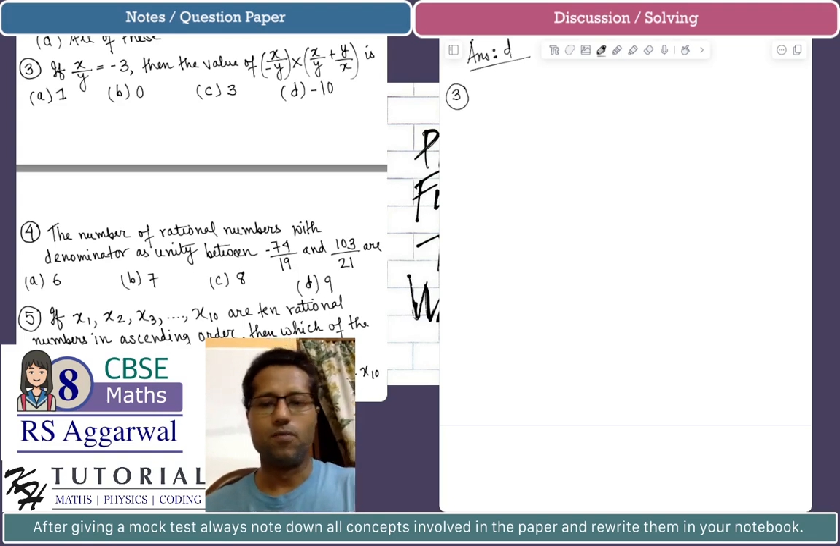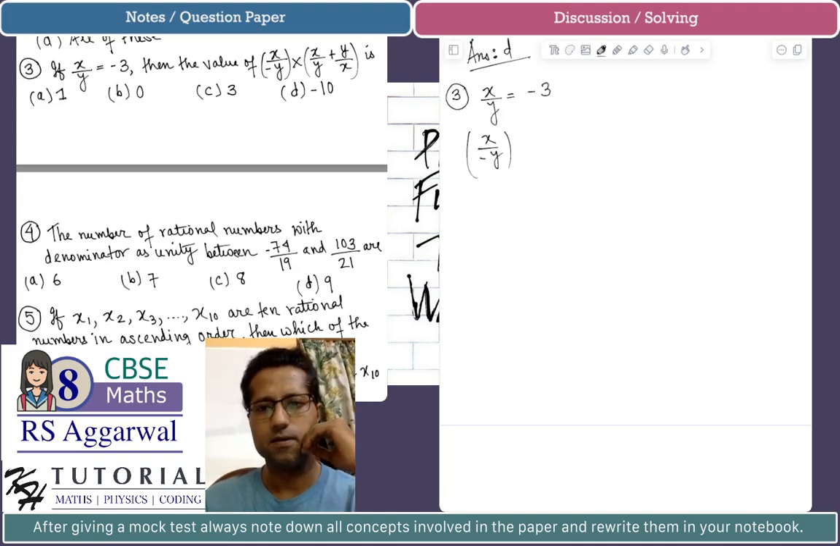Okay, so problem number 3. If x by y equals minus 3, then the value of some expression is given. Okay, now it is given that x by y is equal to minus 3. And we have to find the value of this expression, minus x by minus y multiplied by x by y plus y by x.